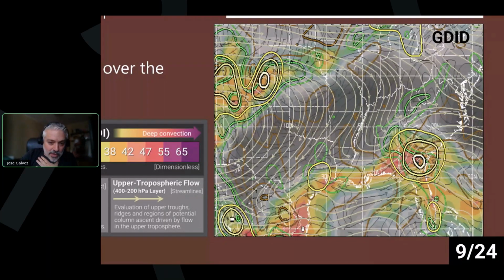For example, this would be Tamaulipas in Mexico. So in Tamaulipas in Mexico, you have a relatively high GDI, but then you have the brown contours and you don't have the upper divergence. So in this case, the dynamics are not as favorable.